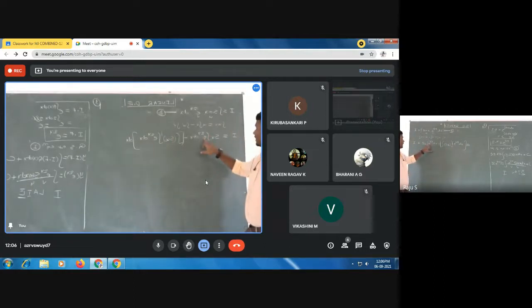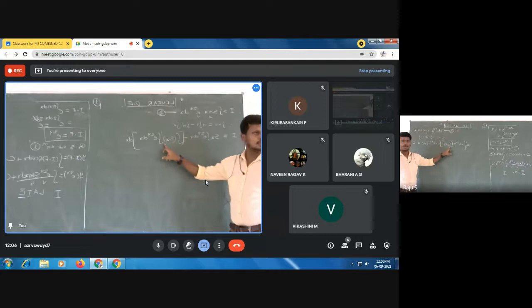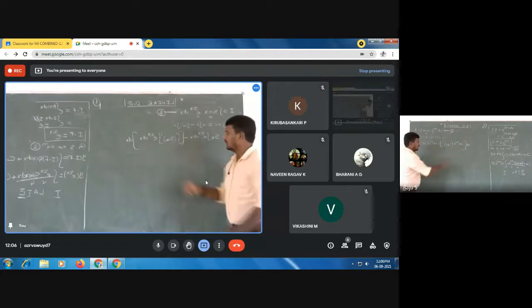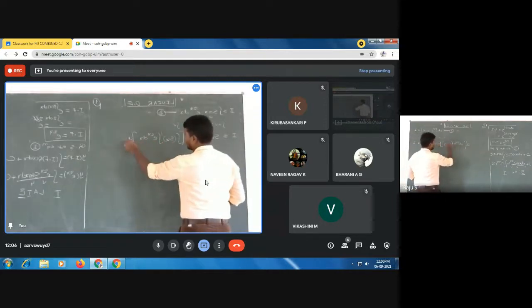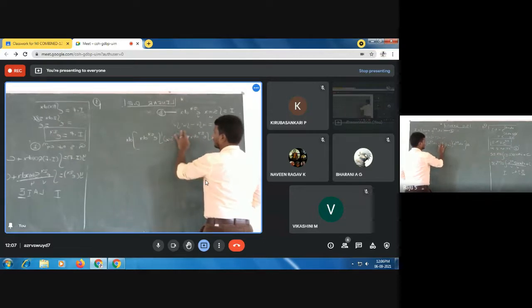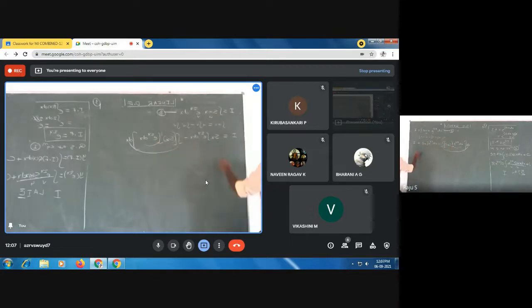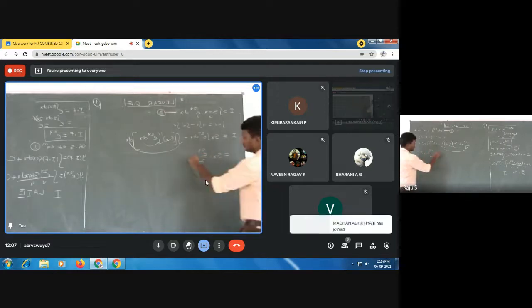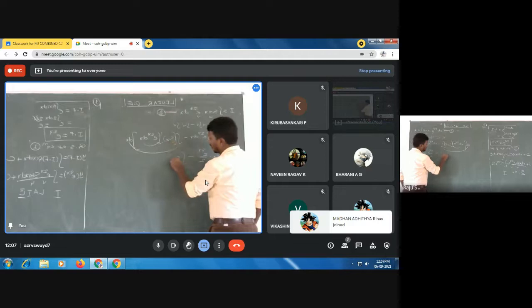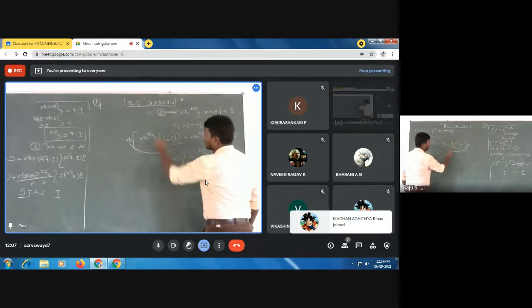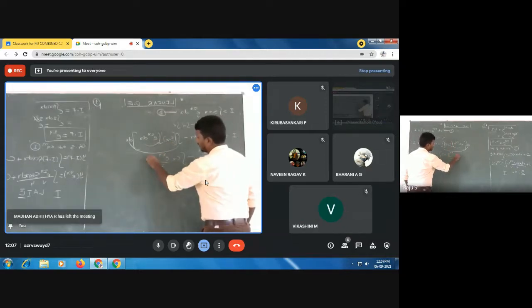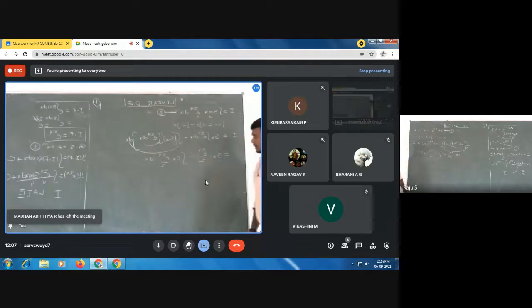U integral V minus integral U dash integral V dx. This dx belongs to this integral. Okay, so sin x, integral of e to the power of 2x is e power 2x by 2, minus sin x derivative is cos x, e power 2x integral is e power 2x by 2 dx. Okay, right. Again UV.